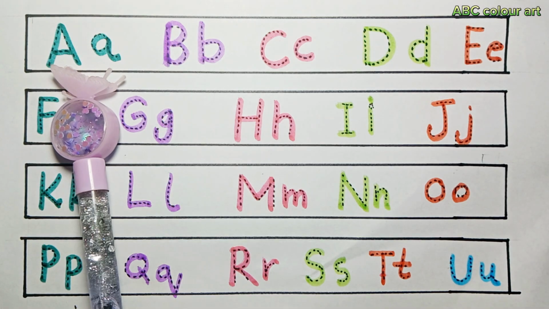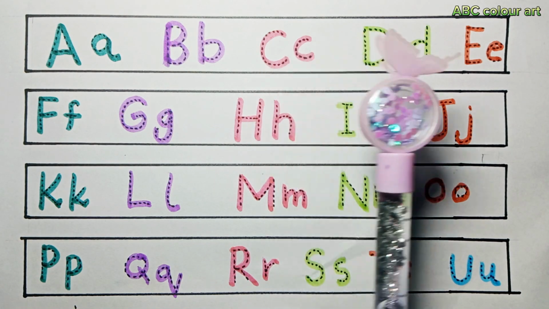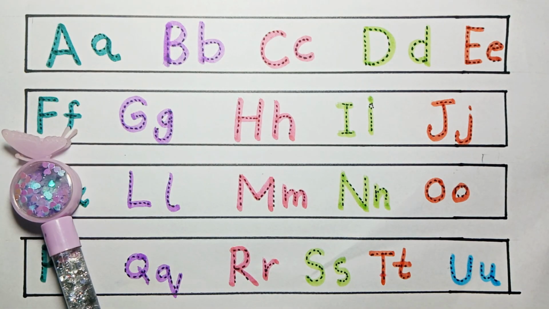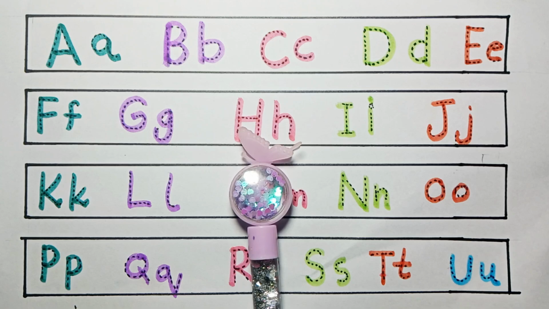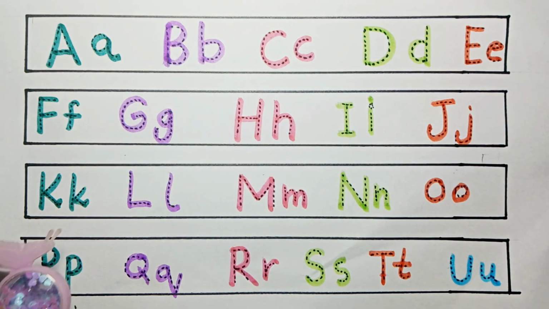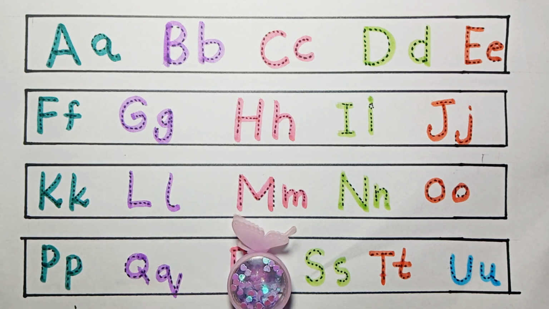A for apple, B for butterfly, C for cat, D for duck, E for elephant, F for frog, G for grapes, H for hen, I for ice cream, J for joker, K for king, L for lemon, M for monkey.